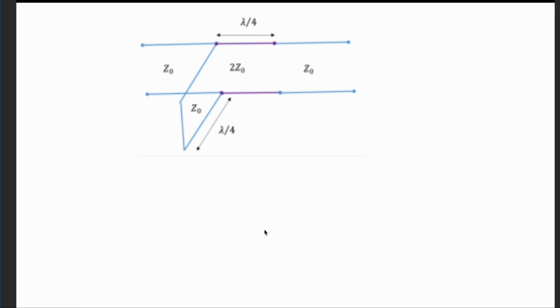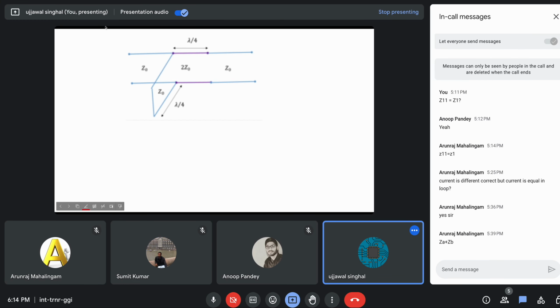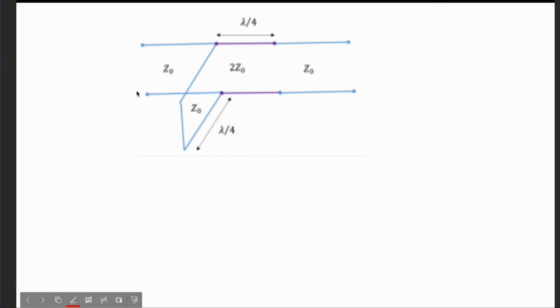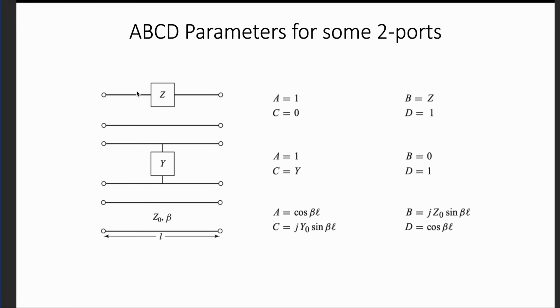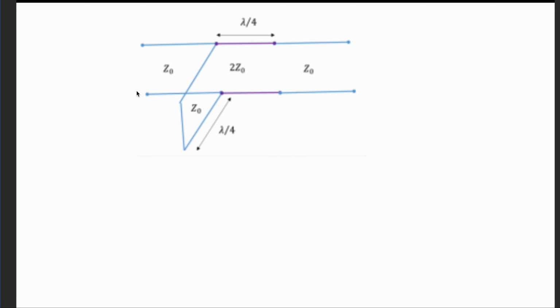Anyone? How to solve this problem? Sir, I think 2Z0 and Z0 will still be in parallel. But here you need to calculate the ABCD matrix, right? So what is your approach here? How will you approach it?